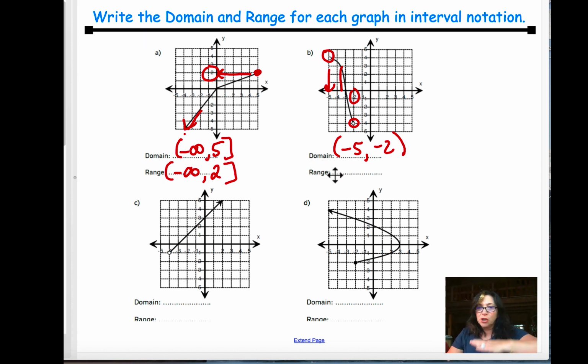Likewise, my range goes low to high. So this low value here is going to be negative 4. So they're going to go from negative 4, and the highest point here looks like it's 4.